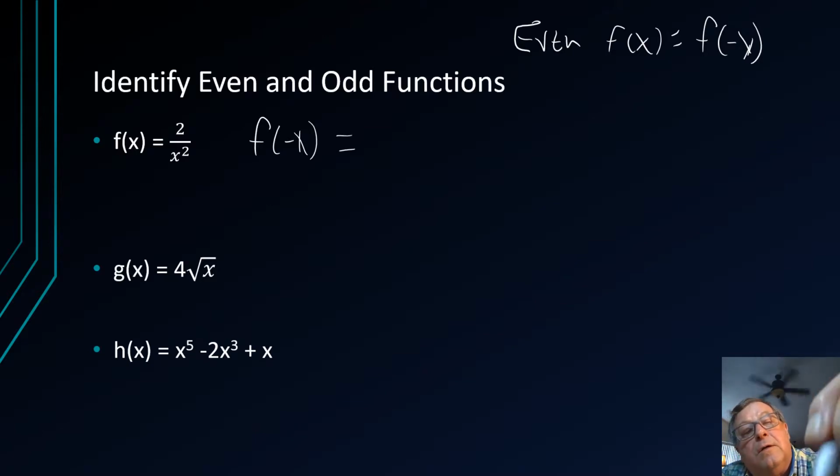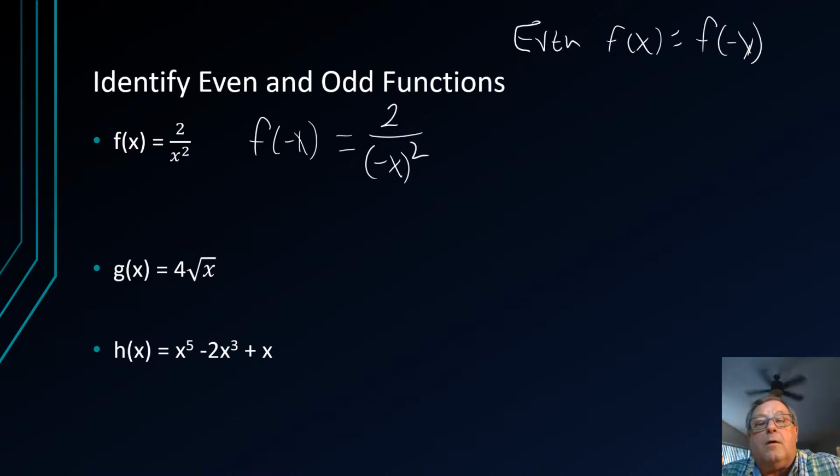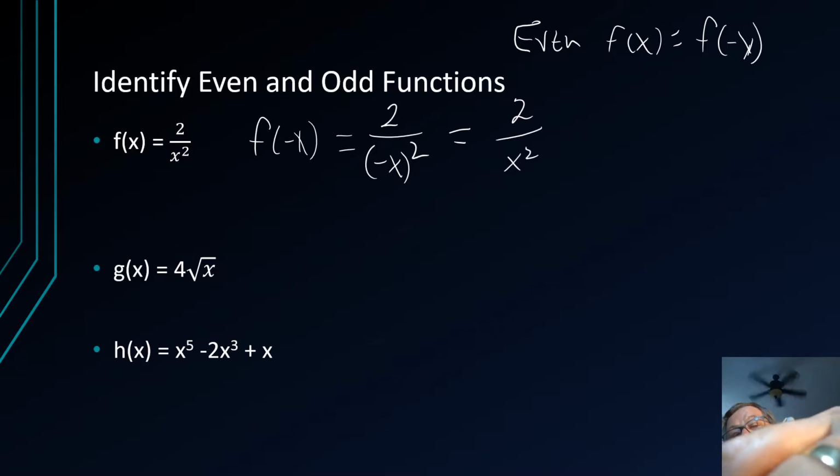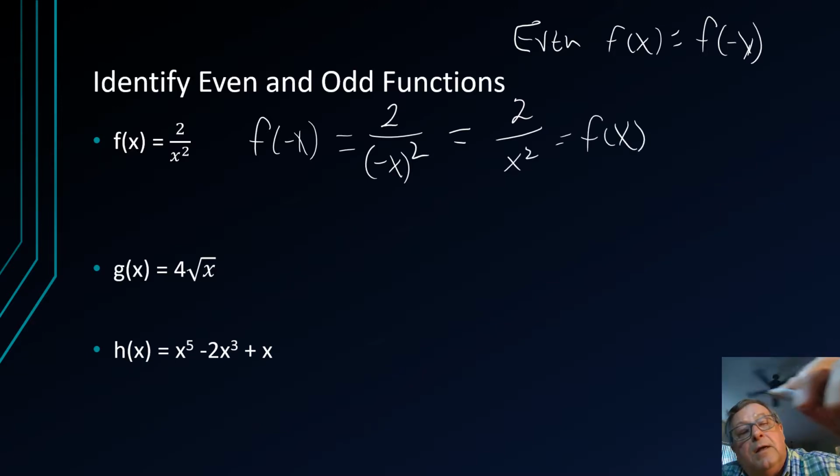Well, let's see here. I would have the 2, that doesn't change. And then I've got negative x squared. Well, negative x squared is just going to equal x squared. In other words, if I substituted 2 for x, 2 squared is 4, and negative 2 squared is 4. And so f of negative x would equal 2 over x squared, which is equal to f of x. And so this is an even function.